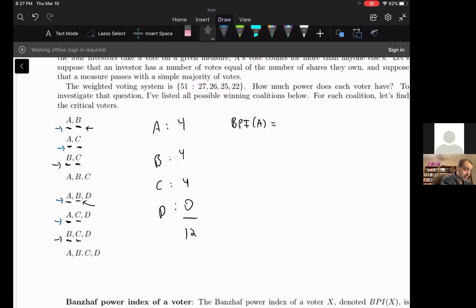That's the BPI there. So the Banzhaf Power Index of a given voter is the number of times their opinion mattered divided by the total number of times that anybody's opinion mattered. So of the 12 times that somebody's opinion mattered, 4 of those belong to A. So that's about 0.33. And same thing for B. And same thing for C.